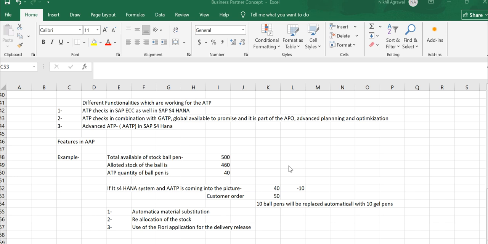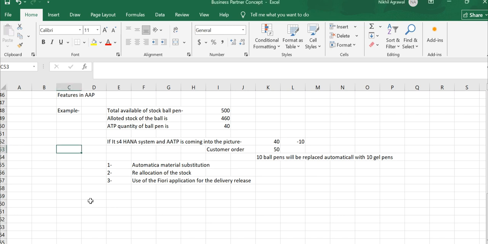In the previous video, we discussed the concept of availability check and different aspects with respect to the functionality and the types. Today we will discuss three topics. First, we will discuss the scope of availability check.